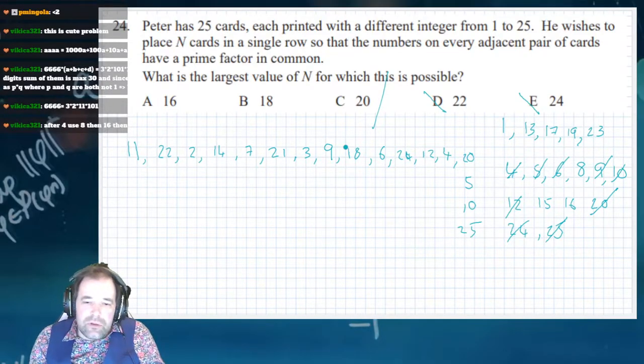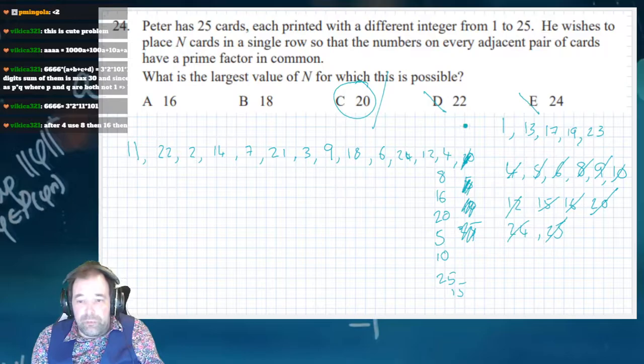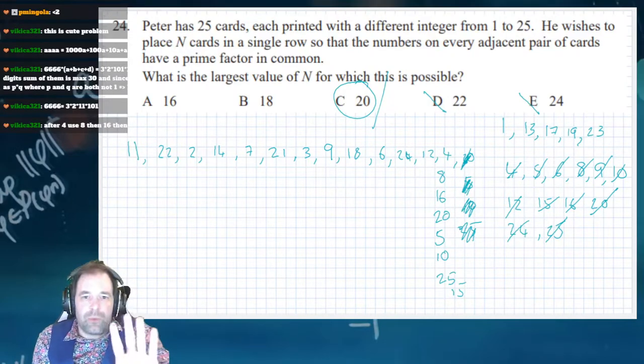Oh, yes, 4. Yes, it's not just factors and multiples of each other, is it? Yeah, 4. So we can go 8, 16, 20. And then from 20, we can go 5, 10, 25, 15. Yeah, we can get them all in, can't we? Because I was doing factors and multiples, but it's sharing prime factors. So I think this is 20. We've done 20. We've proved it can't be more. We're going to stop.